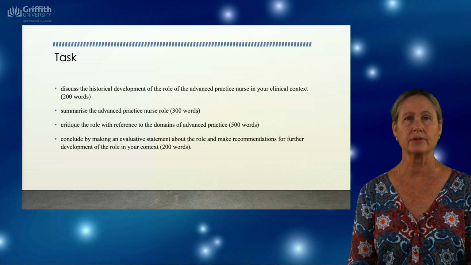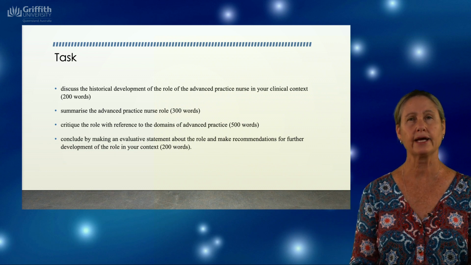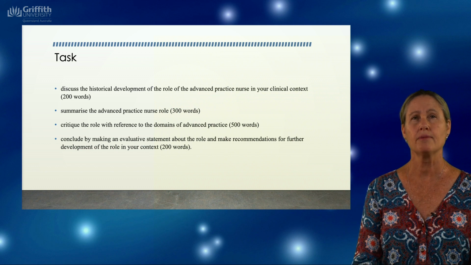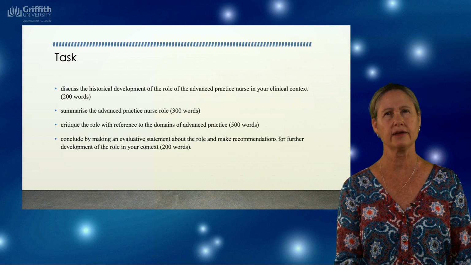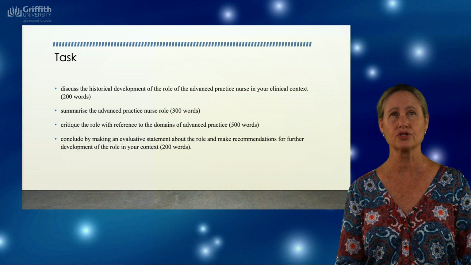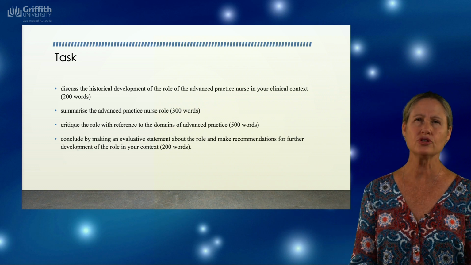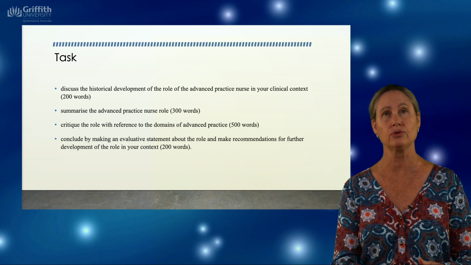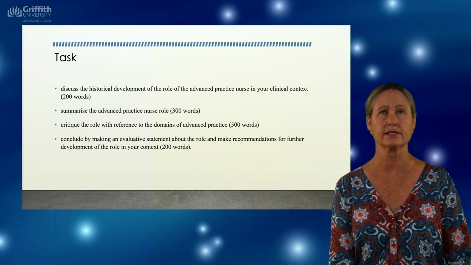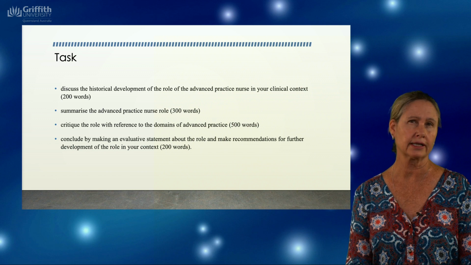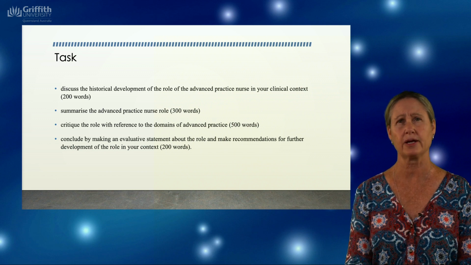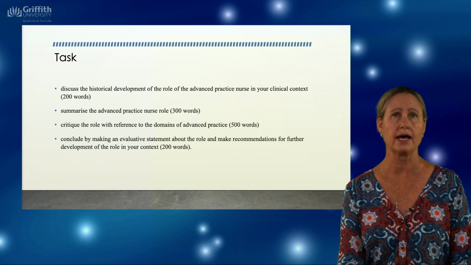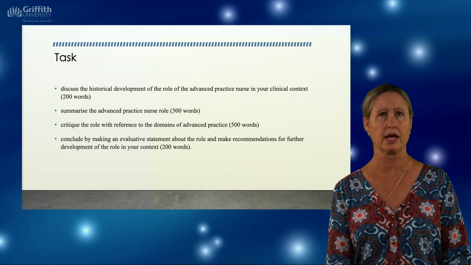So this assessment item wants you to look at the advanced practice nurse in your clinical area. Look at the history in that area, the development of this role, and use it in your own clinical context. So that'll be easier because the whole A2 and A3 will then flow from this. If you're not working in a clinical area which doesn't have any advanced practice roles, then you can use just a general role, a general advanced practice role from another area.